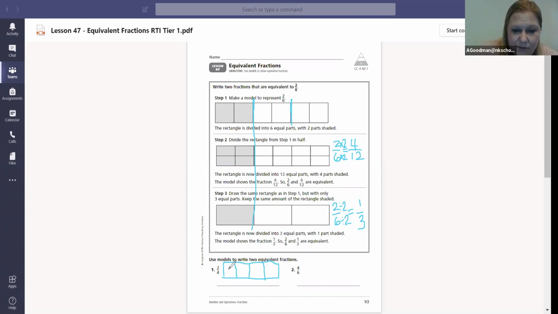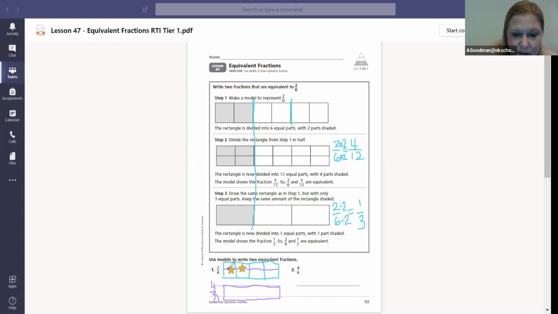Drawing a line down the middle. I know those pieces aren't equal. So now, instead of 2 fourths, I have 1, 2, 3, 4 out of how many pieces altogether? 5, 6, 7, 8. So now my equivalent fraction is 4/8.